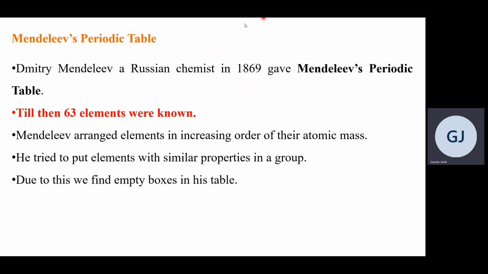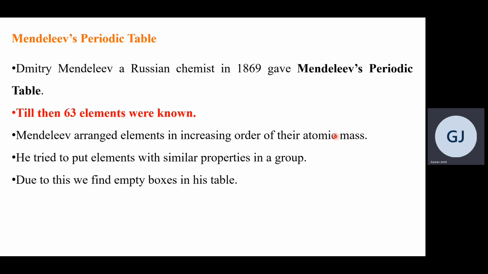Then there was Mendeleev's periodic table, right? Mendeleev was a Russian chemist. In 1869, he gave Mendeleev's periodic table, right? During the time of Mendeleev, 63 elements were known, right? So what did Mendeleev do? Mendeleev arranged the elements in increasing order of atomic masses, right?